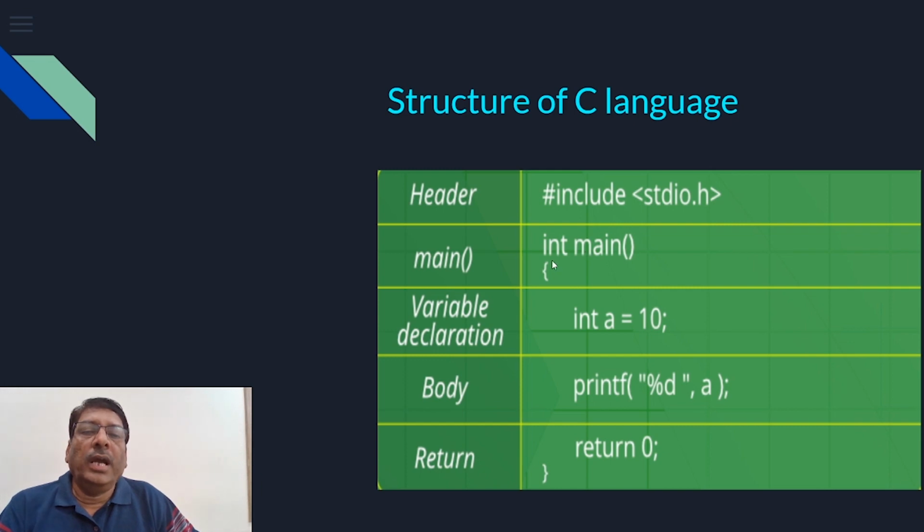And then your function has to start with the help of a curly bracket in this way, and your function has to close in this fashion. This indicates the start of the function. This indicates the end of the function.